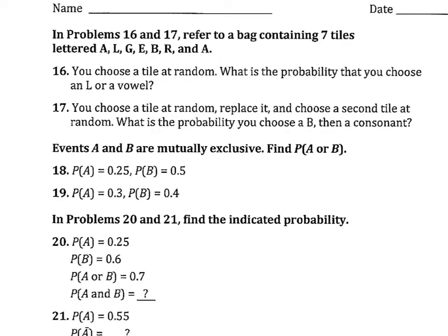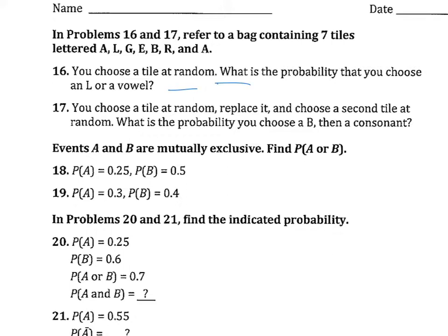In question 16 and 17, right here, these two, we're dealing with 7 tiles that have the letters A, L, G, E, B, R, A, which spells algebra. I know you're excited about that. Okay, so question 16 wants to say, you choose a tile at random. What's the probability that you choose an L or a vowel? So you're going to have 2 different fractions here. Okay, so an L or a vowel. Okay, and what's the probability there?